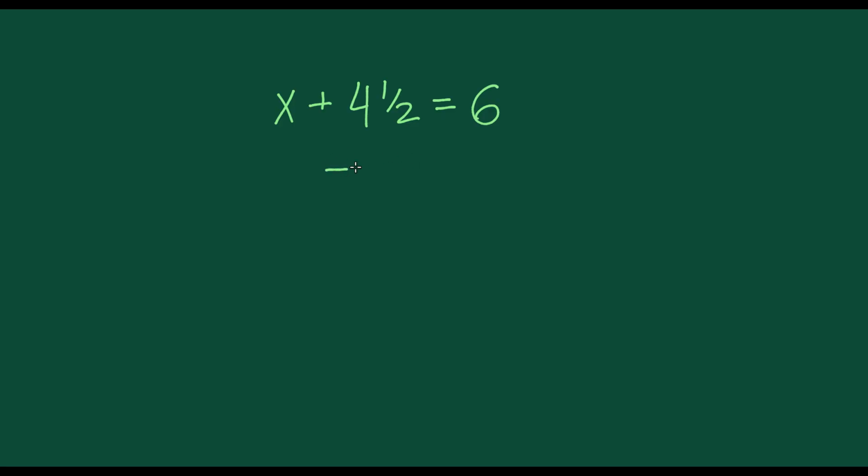Well, let's subtract 4.5 from both sides. 4.5 minus 4.5 cancels out. X equals, what is 6 minus 4.5? That would be 1.5.